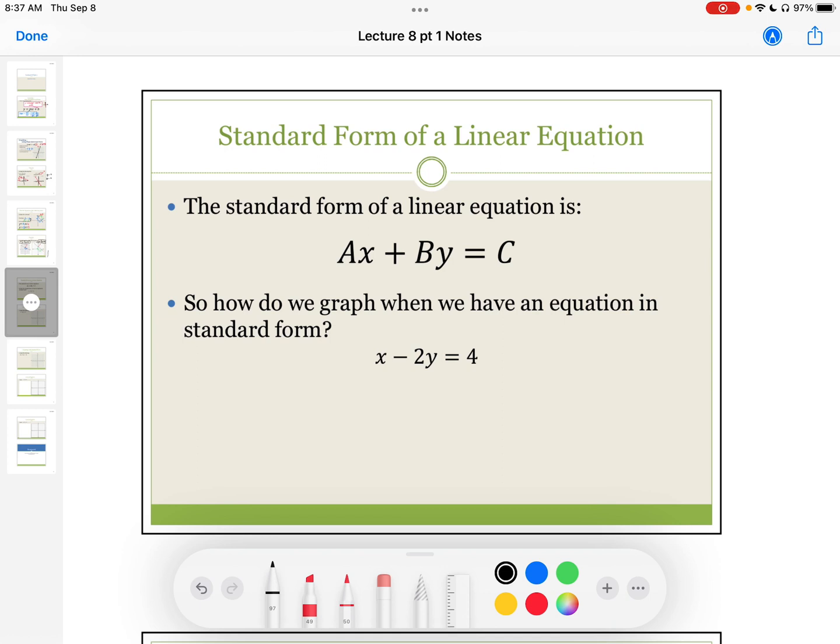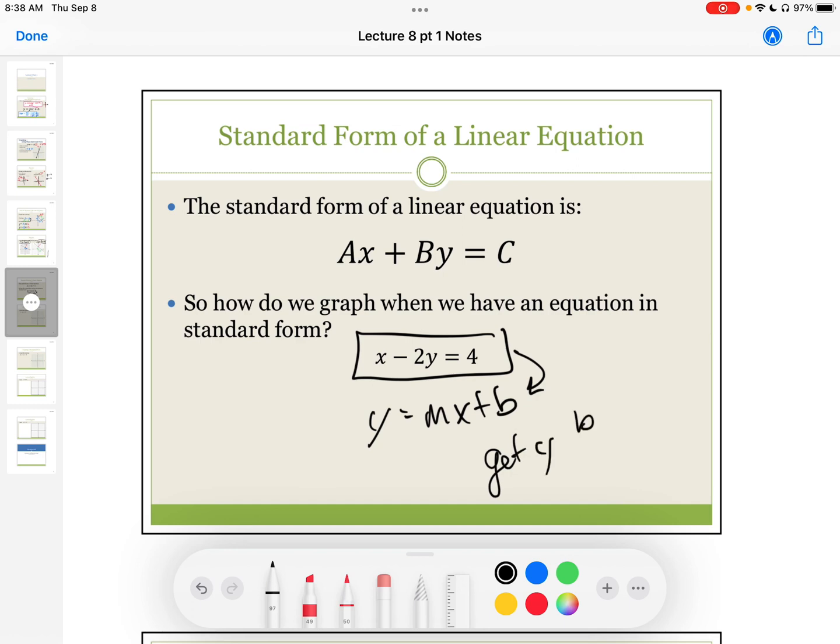Like x minus 2y equals 4. Well, we would want to get that into our y equals mx plus b form. Okay, y equals mx plus b. So how can I get this into this form here? Well, most of you guys are going to say that you need to get y by itself.